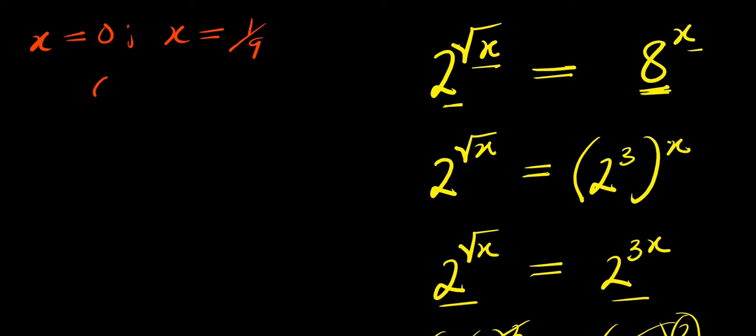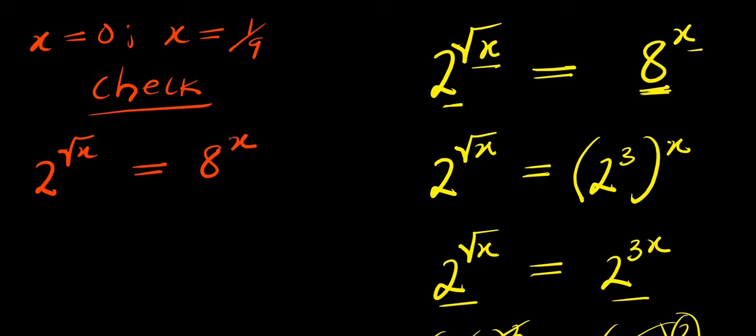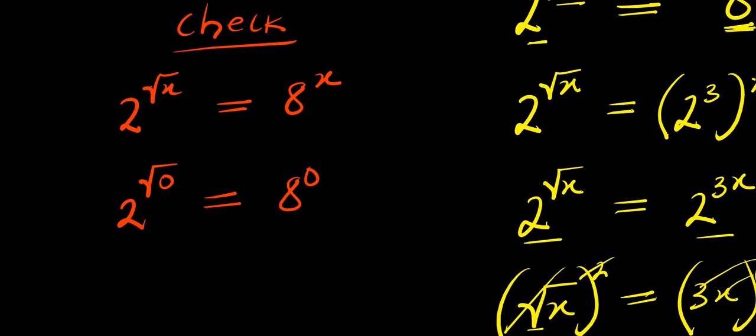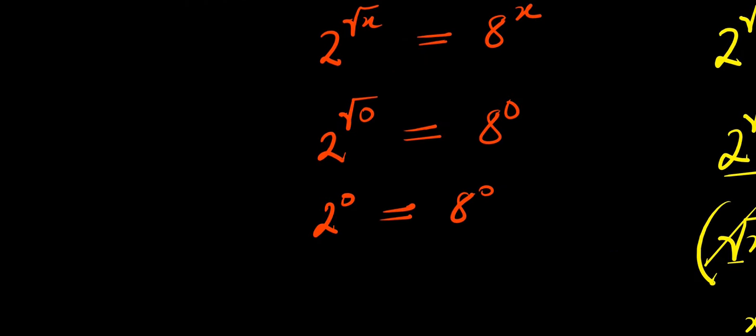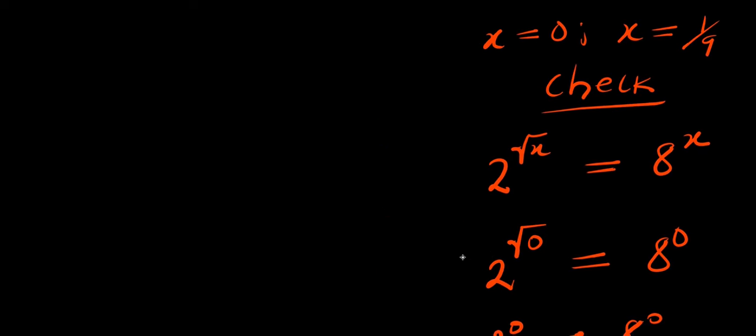We can check for each of the solutions. So I have 2 power root x equals 8 power x, and our x is 0. I can have 2 power square root of 0 equals 8 power 0. And square root of 0 is 0. I have 2 power 0 equals 8 power 0. And any number raised to the power of 0 is 1. So this will give me 1, and this gives me 1 as well. So this implies that that solution is correct.